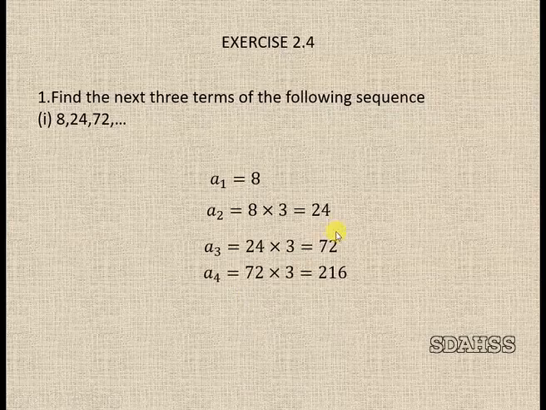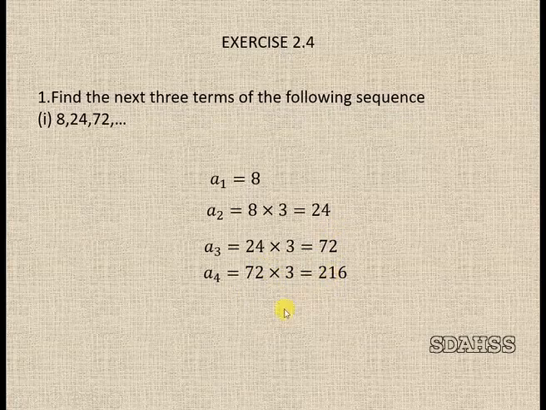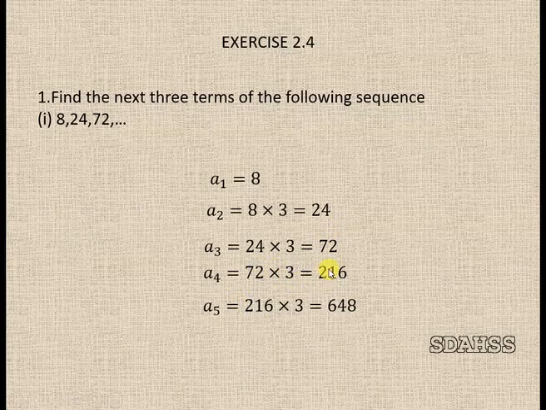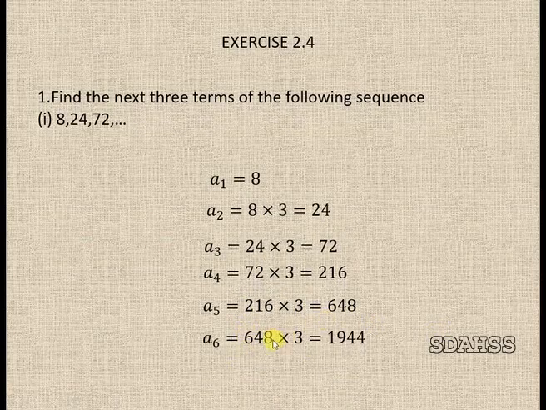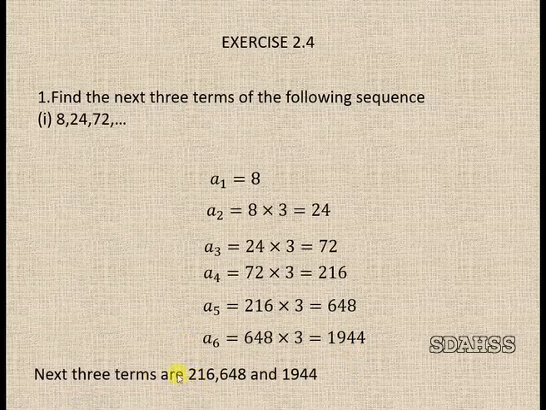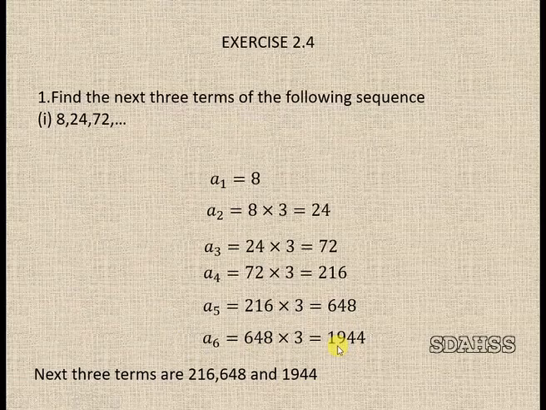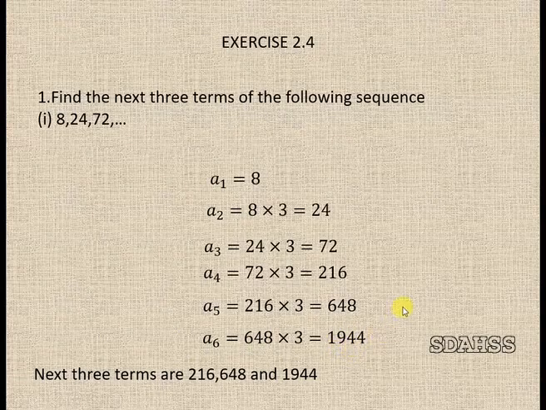Then A4 is equal to 72 into 3, 216. A5 is equal to 216 into 3, 648. A6 is equal to 648 into 3, 1944. So the next three terms are 216, 648 and 1944.